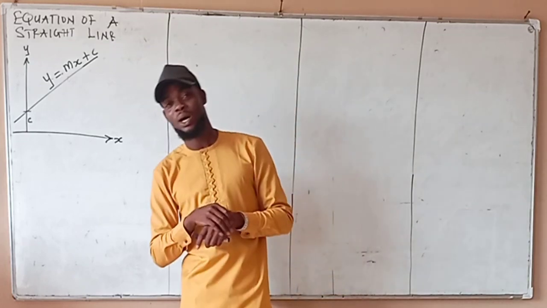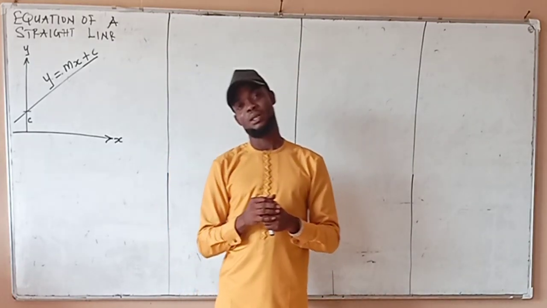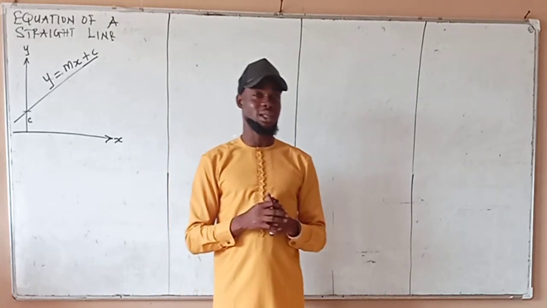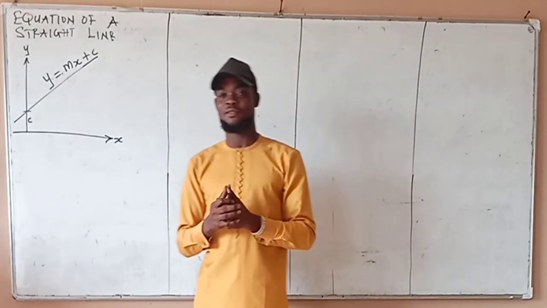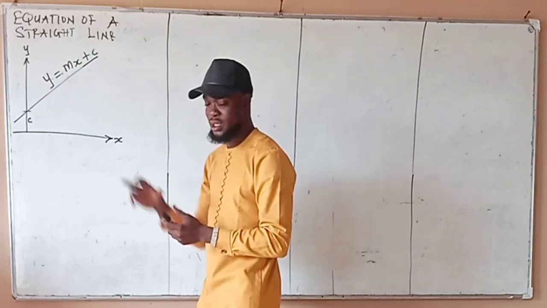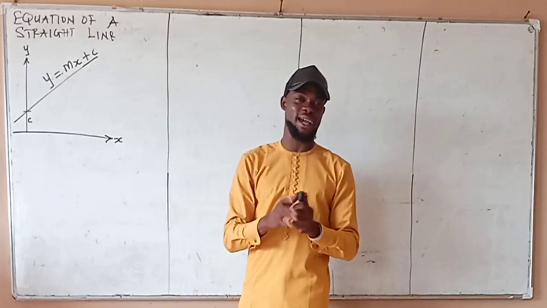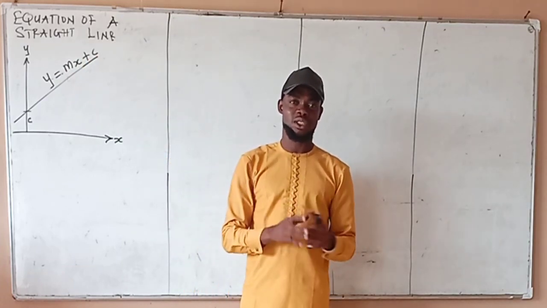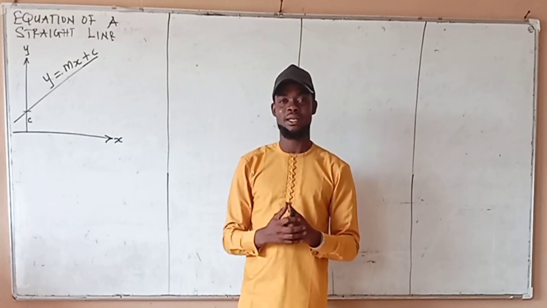That power will be 1, so the equation will be of degree 1. The equation of a straight line has the following definition: y is equal to mx plus c. Now we are going to define the terms so that you see what they actually mean.